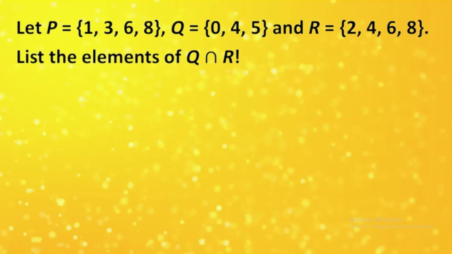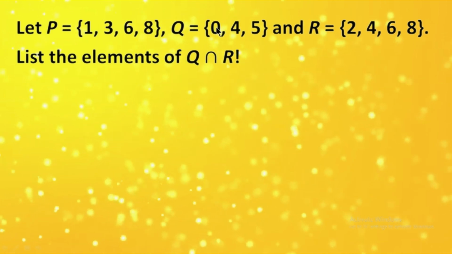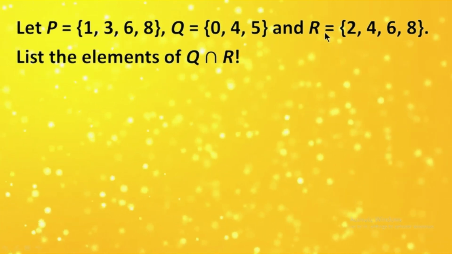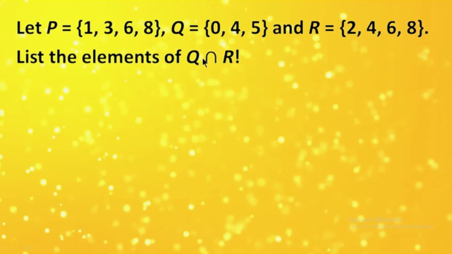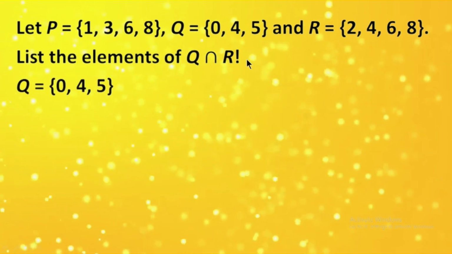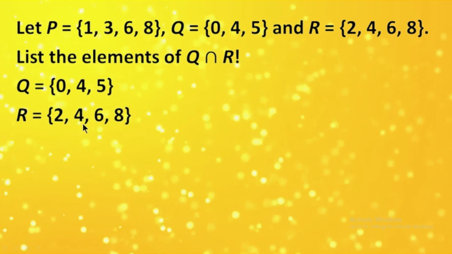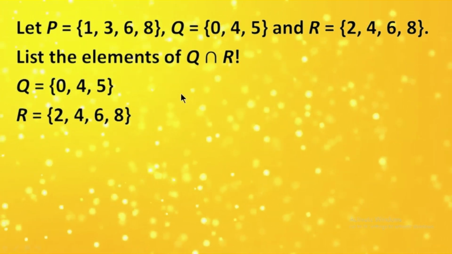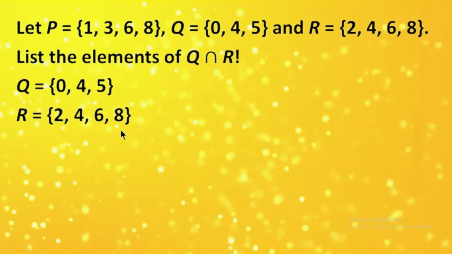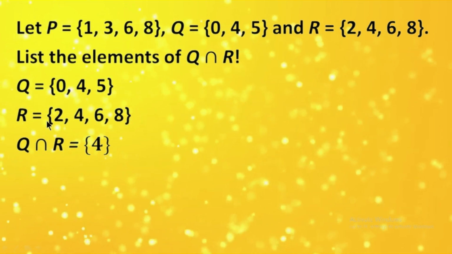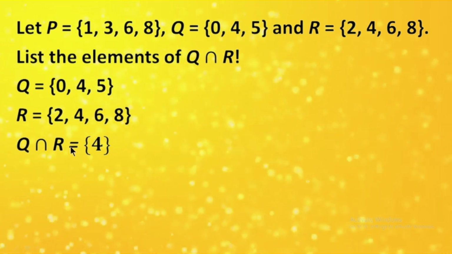Next example. Let set P be 1, 3, 6, 8, set Q be 0, 4, 5, and set R be 2, 4, 6, 8. List the elements of Q intersection R. This is the elements of Q, 0, 4, 5. This is the elements of R, 2, 4, 6, 8. The elements of Q intersection R are the common elements between Q and R. As you can see, the common element between those two is 4. So the element of Q intersection R is only 4.